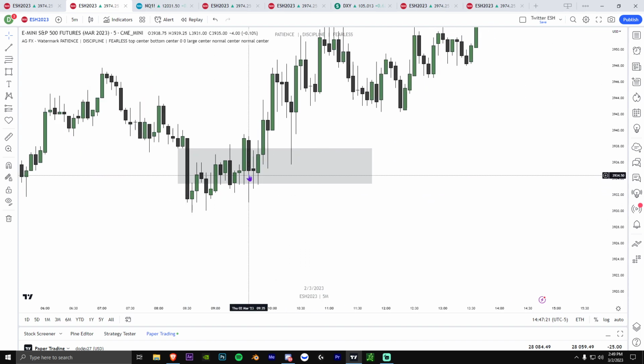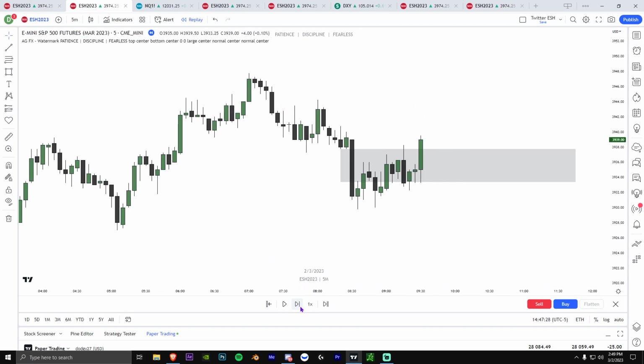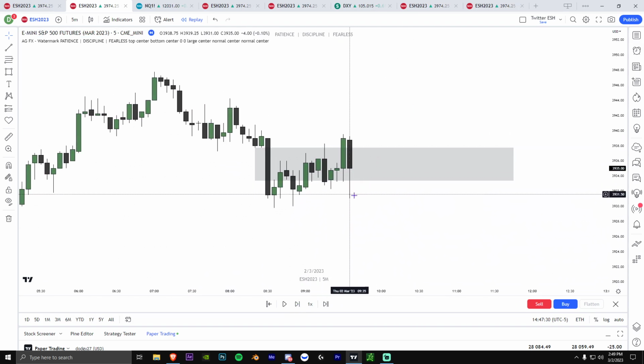Okay, so this is a SIBI. So off this candle right here, let me just go to replay mode. After this candle right here, I do not want to see it close below this candle.